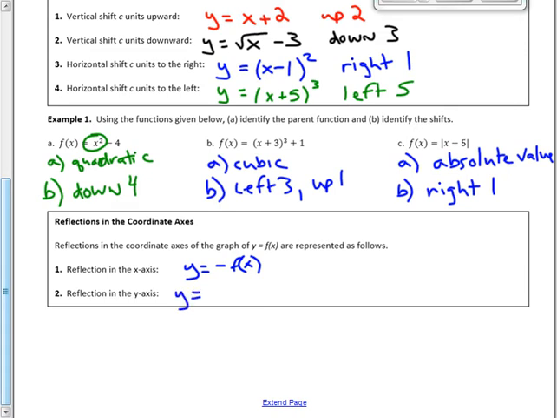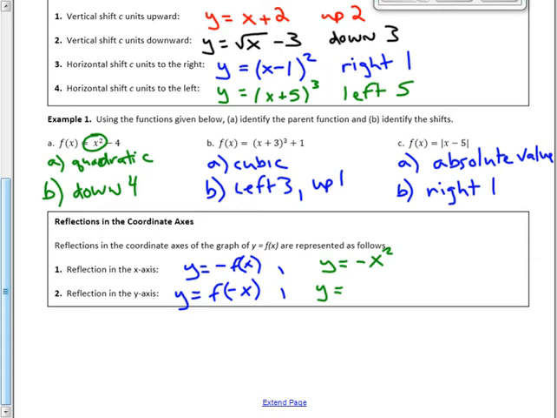If I'm going to reflect it on the y-axis, then I'm going to take that parent function, but I'm going to put a negative on the inside of that parentheses, and that's going to reflect on the y-axis. And so again, you can use any parent function that you want to. Let's do a parent function of x squared. So I took that x squared and I just flipped it upside down. That's what the negative on the outside says.